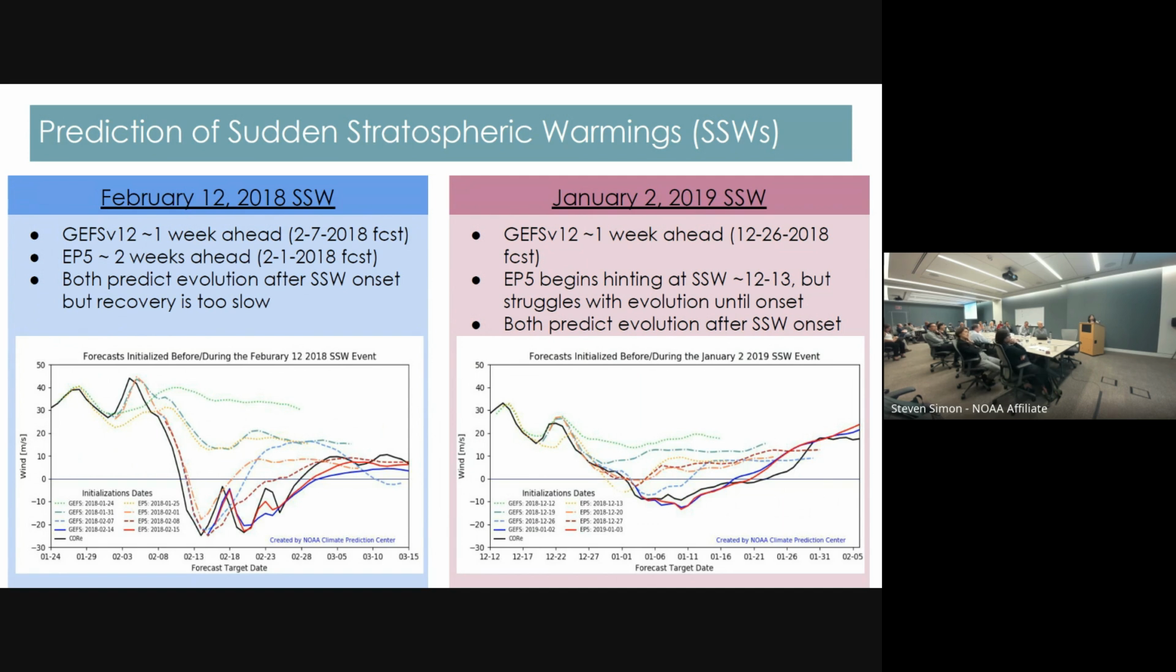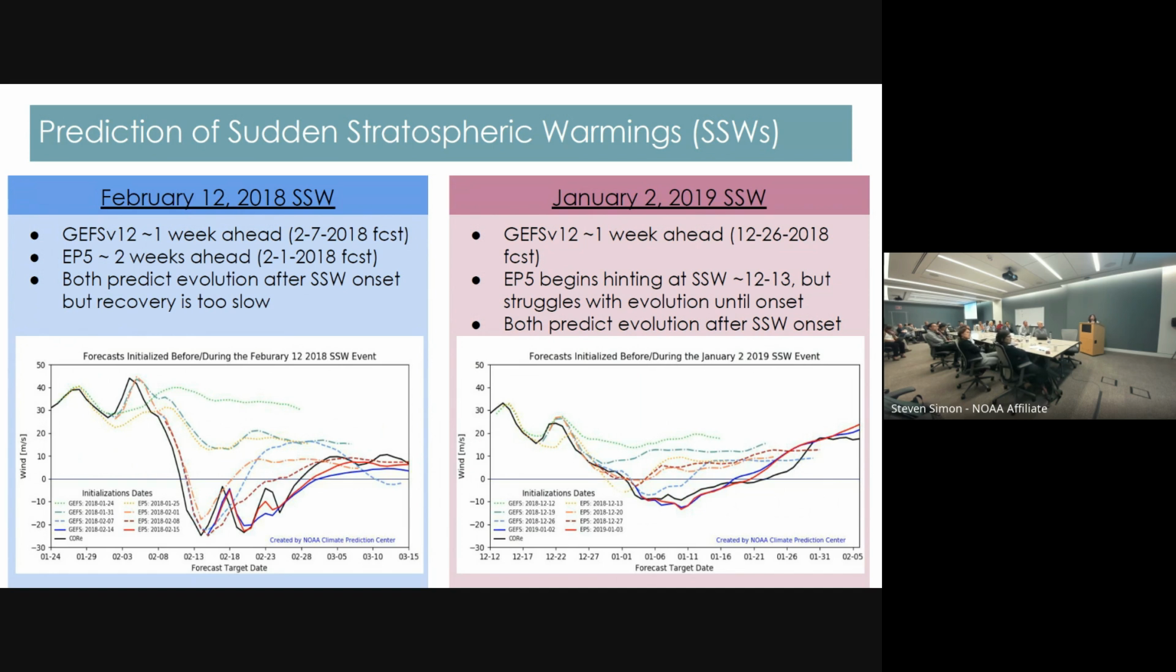But what we can see for the February 12th SSW is that the GEFS is starting to get this around February 7th, so about a week ahead of time, whereas with EP5, you start to see it around the 1st of February. So it is getting these SSWs a little bit sooner. Both are able to predict the evolution once the SSW has started, but the recovery is a bit slow.